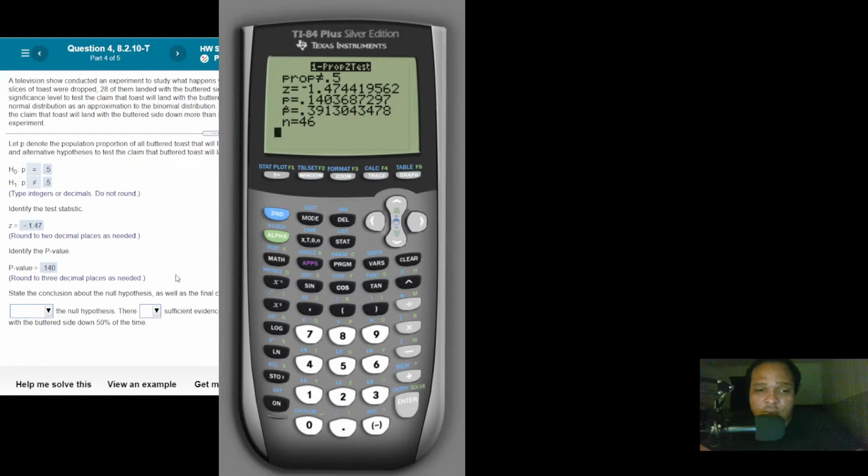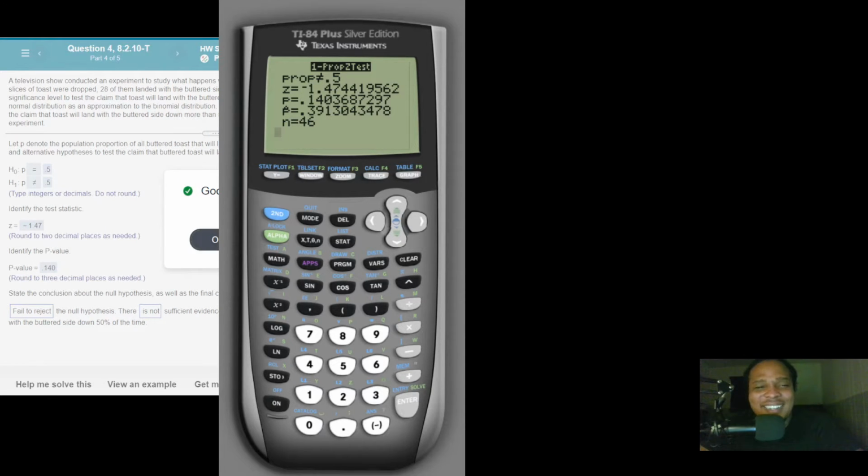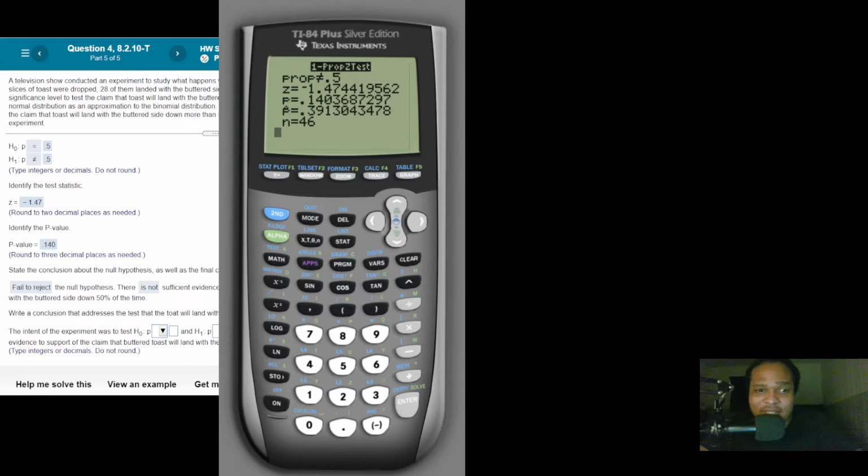Okay, so we're testing the claim now. State the conclusion. Do we reject, fail to reject, and so on. Okay, so our p-value, remember we always test the p-value against our significance level. What is our significance level? Right here, 0.05. So our p-value is definitely greater than 0.05. So this is a fail to reject. When you fail to reject, there is not enough evidence. And this is a two-tailed test. We're going to try to see if warrant rejection is going to work. And it works. Okay, write a conclusion that addresses the test.